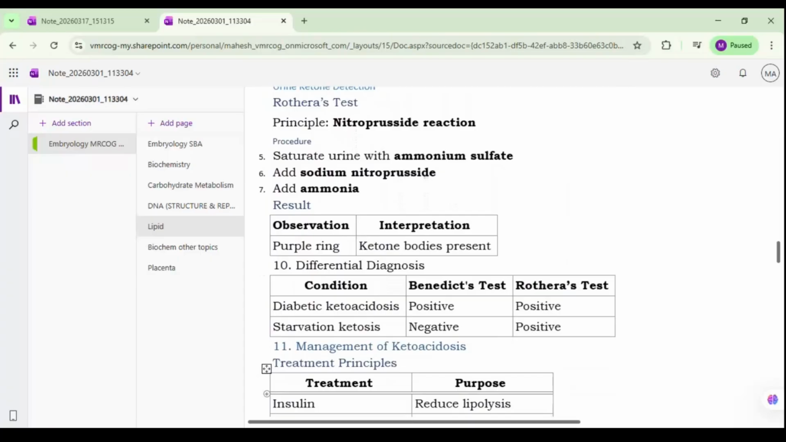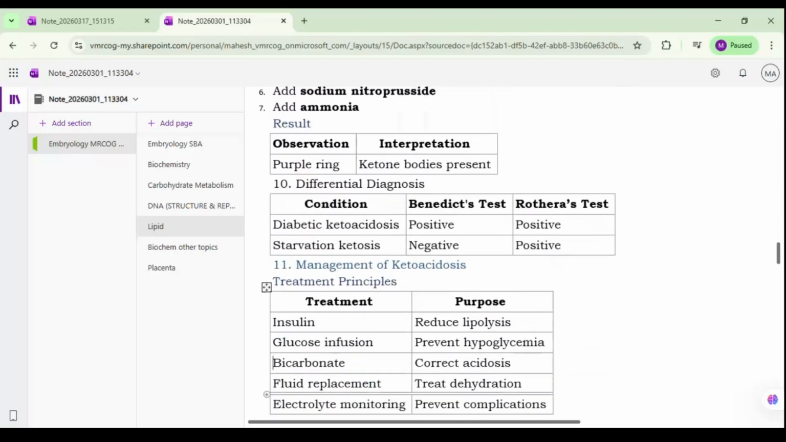Okay, what is the differential diagnosis? One is diabetic ketoacidosis, where Benedict's test will be positive as well as Rothera's test. And what happens in starvation ketosis? Benedict's test will be negative, but Rothera's test will be positive. That is how you differentiate diabetic ketoacidosis from starvation ketoacidosis.